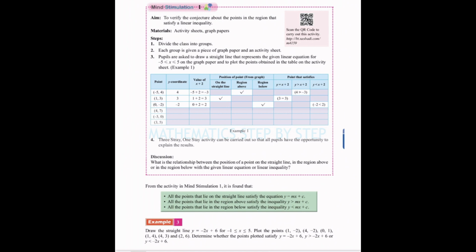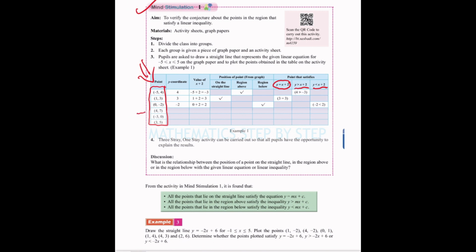So now let us do this mind mobilization 1 together, okay? The aim is to verify the conjecture about the points in the region that satisfy a linear inequality, okay? So now we are given this table. So we are given this set of points. So we want to check these points satisfy either this, or this, okay? So meaning whether it is situated on the straight line itself, or it is above the straight line or below the straight line, okay?